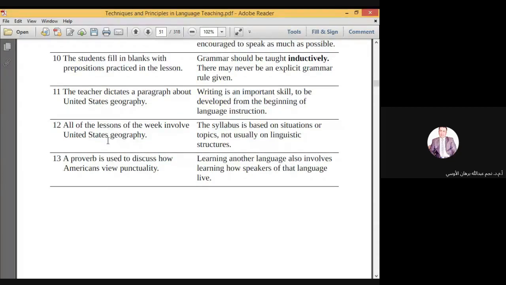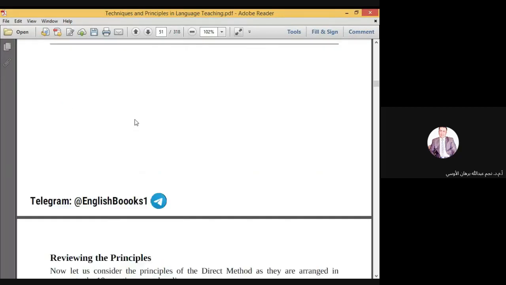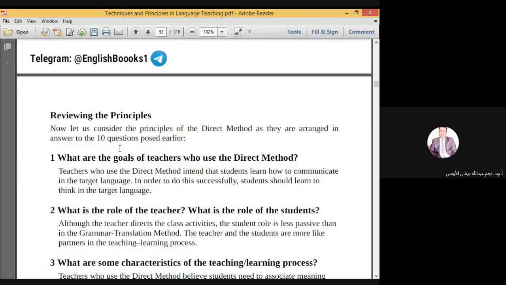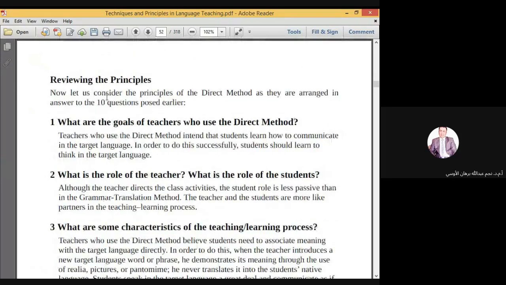Thirteen, a proverb is used to discuss how Americans view punctuality. Why? Because learning another language also involves learning how speakers of that language think. These are the principles. Now let us review the principles, but in another way. What are the goals of teachers who use the direct method? Teachers who use the direct method intend that students learn how to communicate in the target language.